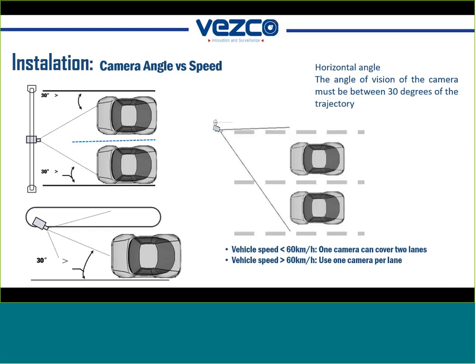When we are using this camera and the vehicles traveling are going at a speed inferior to 60 kilometers per hour, one camera can cover 2 lanes, as we can see here in this picture. I have 2 vehicles. The camera is no more than 30 degrees for each vehicle, giving it the ability to read both vehicles at the same time if, again, they are traveling less than 60 kilometers per hour. However, if we're having a vehicle traveling more than 60 kilometers per hour, we're going to need 1 camera per lane. So if we have vehicles with an average speed of 65 to 100 kilometers per hour, it's 1 camera per lane. If we have vehicles with speed of 0 to 60 kilometers per hour, 1 camera every 2 lanes.